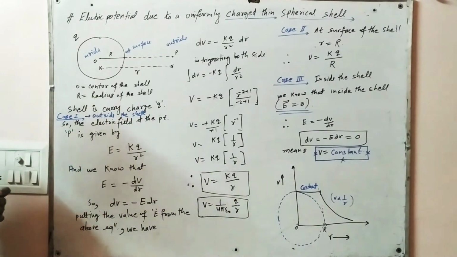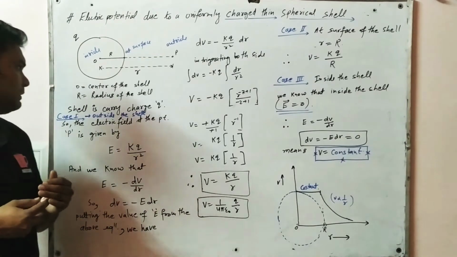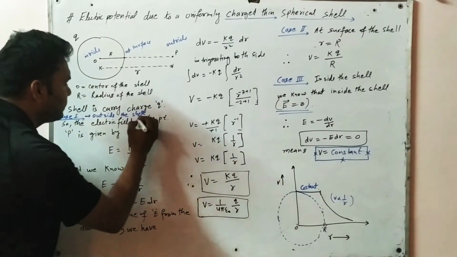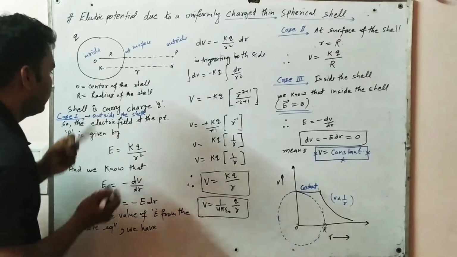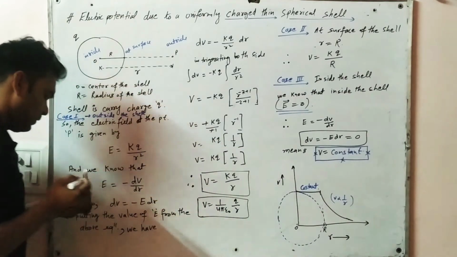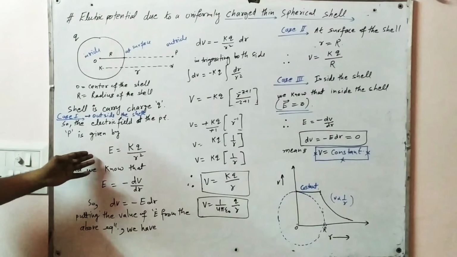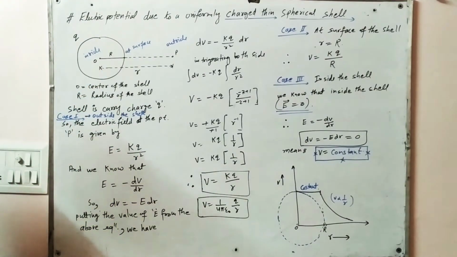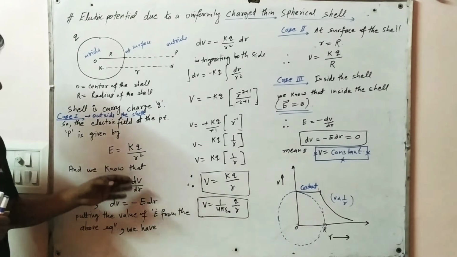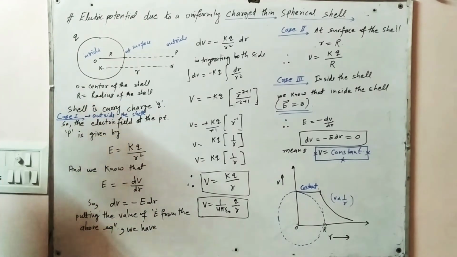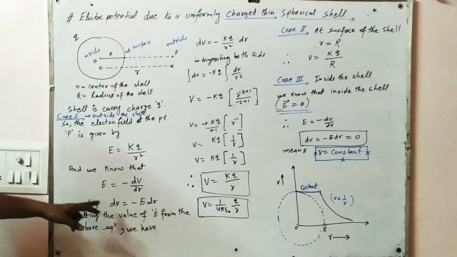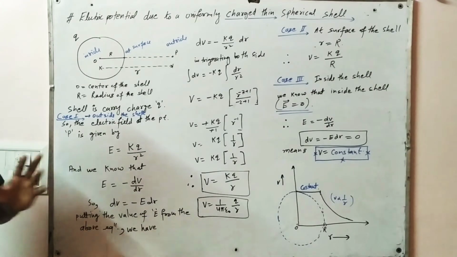So for the first case, outside the shell, the electric field at point P is given by E is equal to kq by r square. So this is the electric field at point P, and we know that E is equal to minus dV by dr. This is the relation between the electric field and the electric potential. So we move this dr to the left hand side. So we have dV is equal to minus E dr.